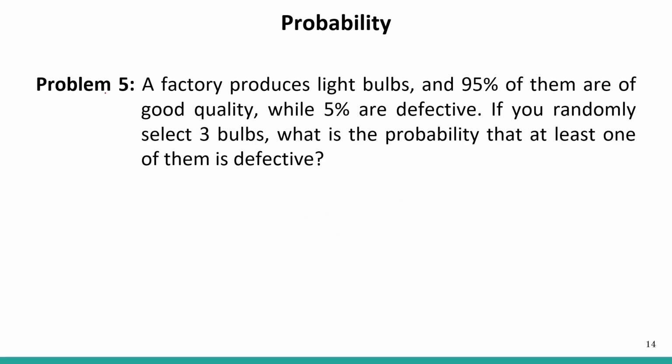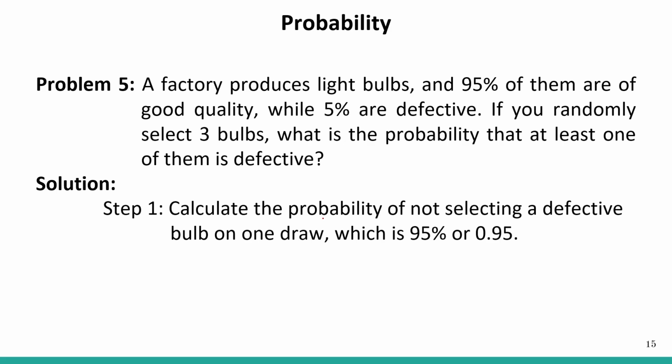So problem number 5. A factory produces light bulbs and 95% of them are of good quality, while 5% of them are defective. If you randomly select 3 bulbs, what is the probability that at least one of them is defective? So you have a factory which produces light bulbs, and 95% of them are of good quality, as they work, and 5% of them are defective, that is, they come out not working. If you randomly select 3 bulbs, what is the probability that at least one of them is defective?